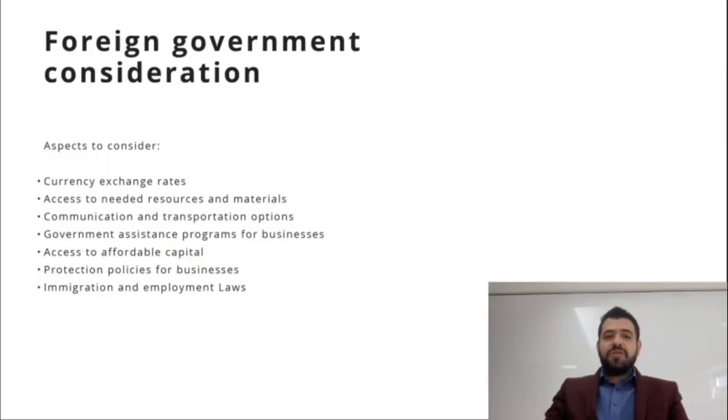Now, some aspects to consider when it comes to foreign government laws and policies are currency exchange rates, access to needed resources and materials, communication and transportation options, government assistance programs for new businesses, access to affordable capital, protection policies for businesses, and immigration and employment laws.